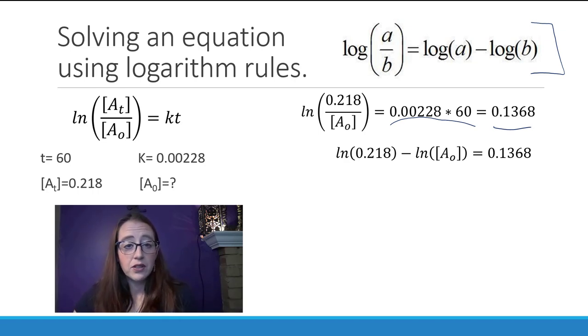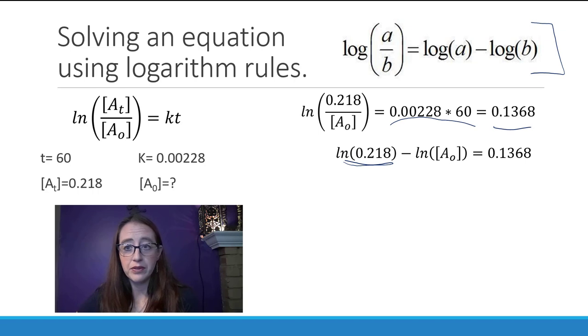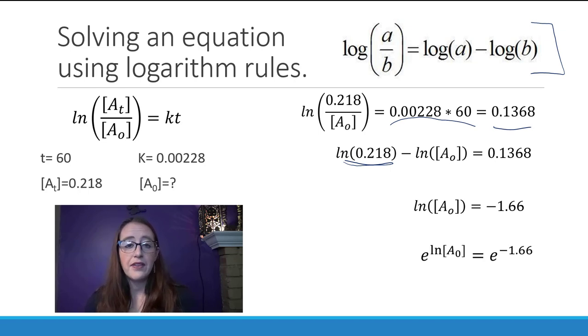From here, we can just get this from typing it into a calculator. And then we can subtract that over and multiply by a -1 to move the negative over, and we're left with this. And then we can go ahead and use e, or the base of the logarithm, to the natural log to cancel that out to get e to the -1.66.